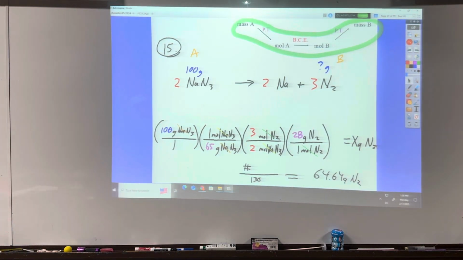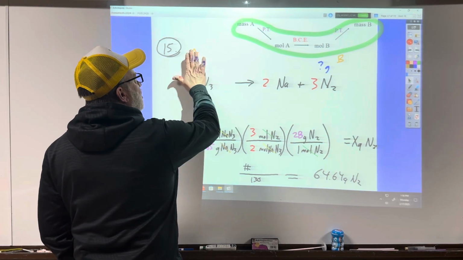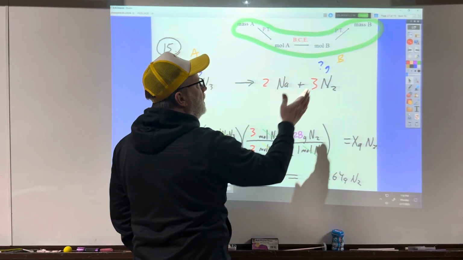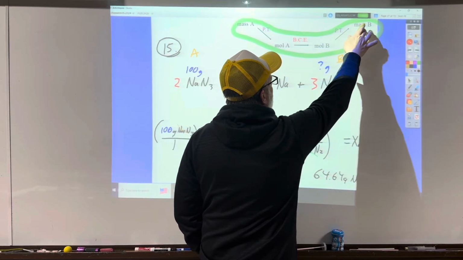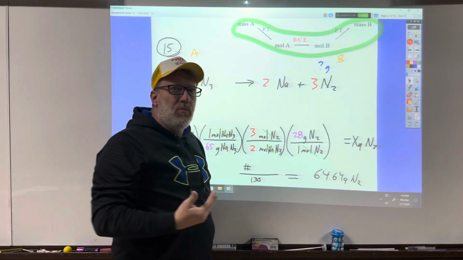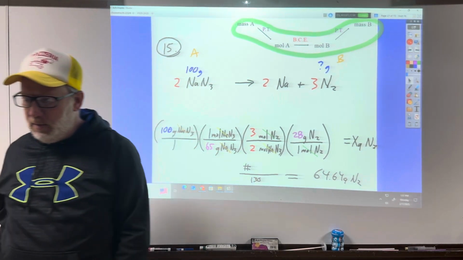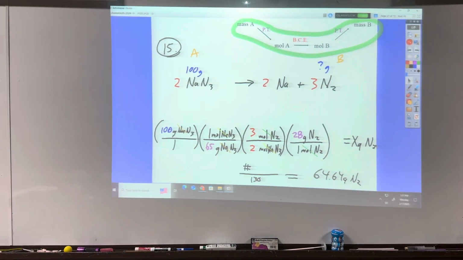Okay, so that is when NaN3 is playing the role of A, and N2 is playing the role of B. You follow the mnemonic, you put things where they belong. It practically works itself if you have the discipline to follow that through. So let's back up and do number 11, 12, 13, 14 then.